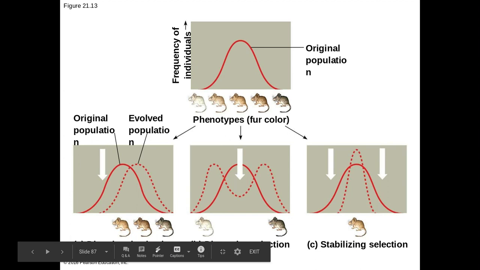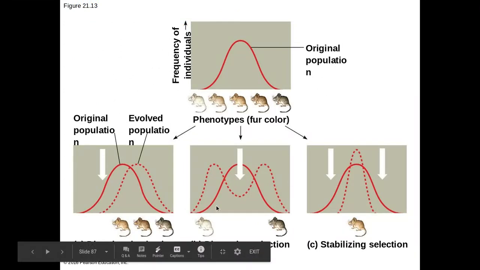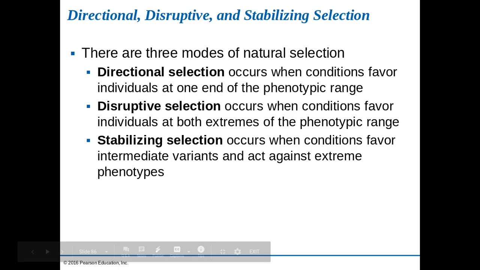So that's directional selection. Disruptive selection occurs when conditions favor individuals at both phenotype extremes, but maybe the in-betweener, sometimes the heterozygote, is selected against. So here's disruptive. Our original population, we have some dark, some light, a lot in between. But now after a certain event, over time, we're selecting against the medium, and we're either favoring the all white or the all dark mouse. That's disruptive. And then the third type is stabilizing.